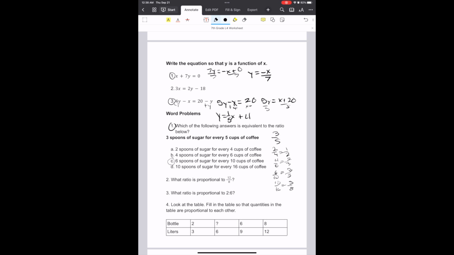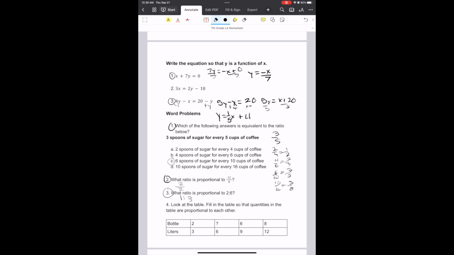And then number 2, which ratio is proportional to 12 over 8? There are a lot of different ratios you could have chosen, but if we just simplify 12 over 8, you get a ratio of 3 over 2. Number 3, same thing here, which ratio is proportional to 2 to 6? Just simplify that, you could get 1 to 3. But there are also many others that are proportional.